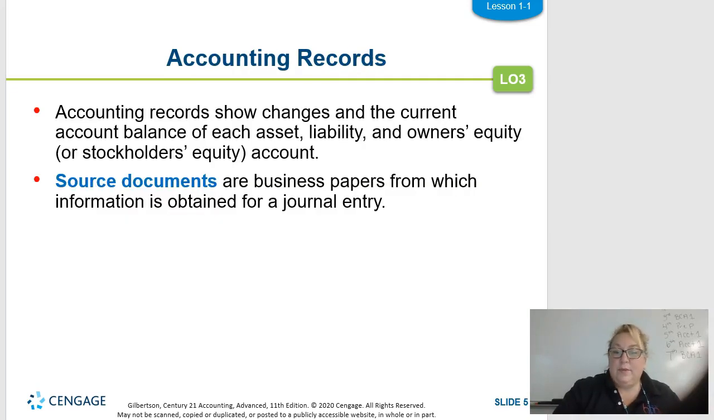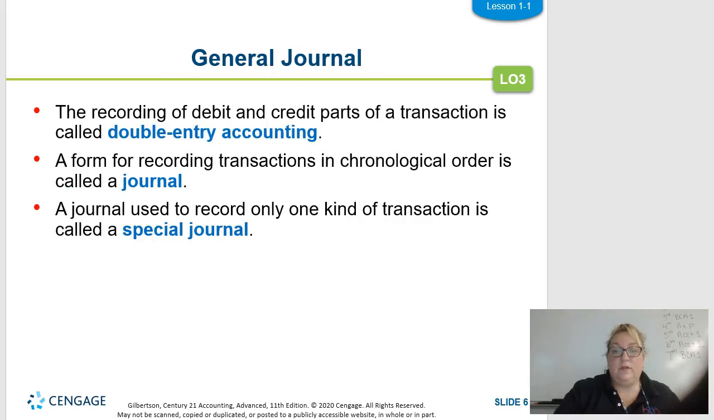Source documents are still the same: memos, invoices, sales invoices, purchase orders, receipts. Those are all still the same. We're still going to be using those different source documents. We still have our double entry accounting. If we have a debit, we have to have a credit. And we're going to be using those special journals: the purchases journal, the sales journal, the cash receipts journal, the cash payments journal, and then, of course, our favorite, the general journal.